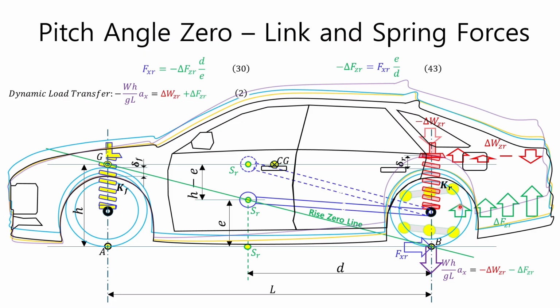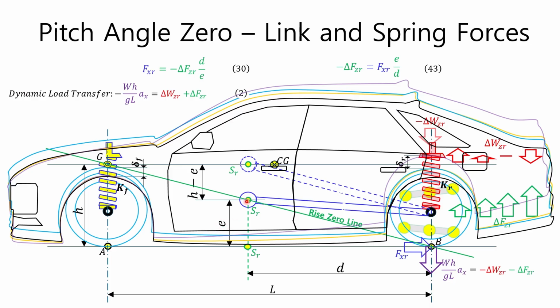If the height, E, of the virtual reaction point, SR, lies on the straight line connecting points B and G, no vertical dynamic load acts on the springs, and all vertical dynamic load transfer occurs through the suspension links. Since no vertical dynamic load acts on the spring, the rear ride height does not change, and the rise becomes zero. However, since the rear ride height is still higher than the front ride height, the pitch angle is not zero.